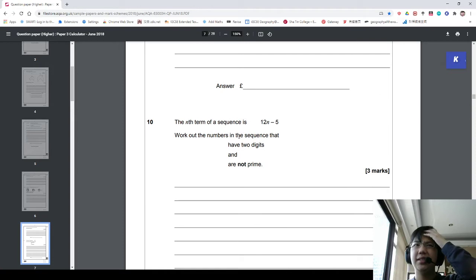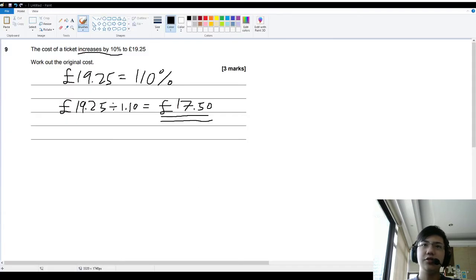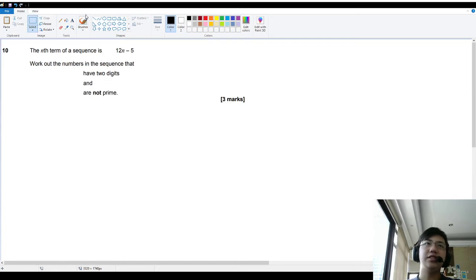Moving on to question 10. The nth term of a sequence is 12n minus 5. Work out the numbers of the sequence that have 2 digits and are not prime. To do this, the only way is to list all the values in the sequence less than 100.